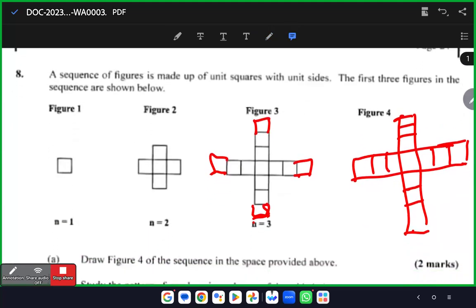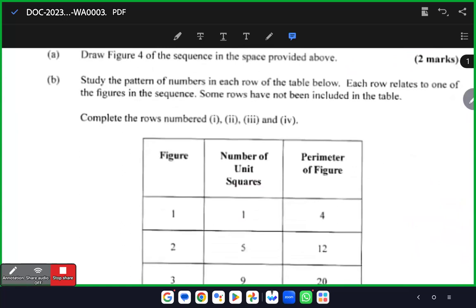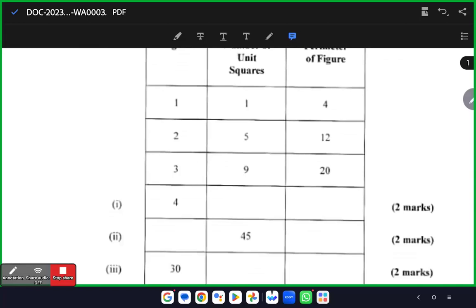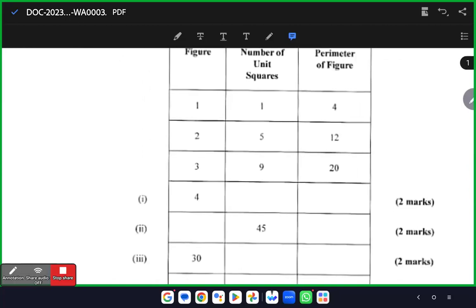All right. So we're moving along to the next part of the question. Part B says studying the pattern of numbers in each row of the table below. Each row relates to one of the figures in the sequence. Some rows have not been included in the table. Complete the rows numbered I, II, III, and IV. All right, so in this part of the table, this is where we would actually come up with our own formula for the different numbers or position of terms in the sequence.